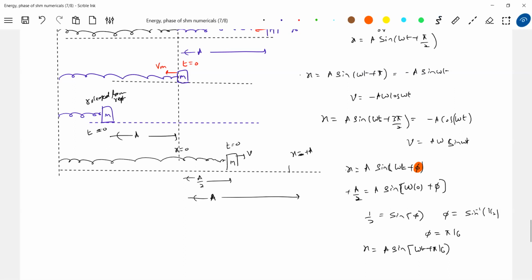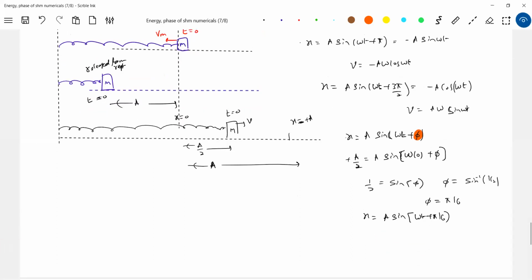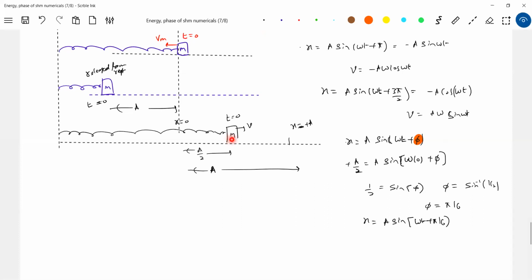So what is the thing? If I start at A by 2 with velocity away from the mean position, I should give velocity, then the equation should be like this. Or I'll give velocity to the block at the mean position only, but I'll start counting time when the block is here. Then the equation should be written in this way. Now another student, sir, why only this? I will start counting time when the block is at A by 2 and moving towards left. Now what changes?